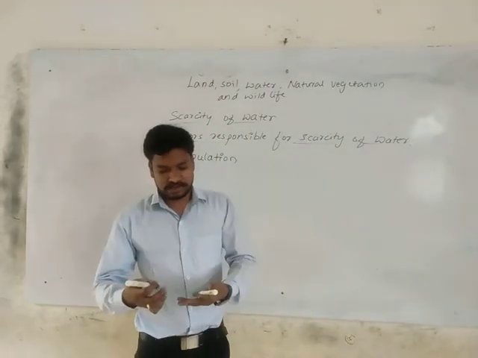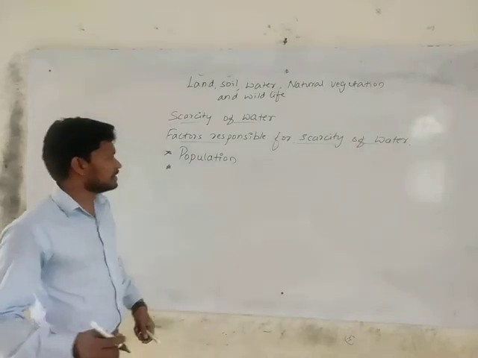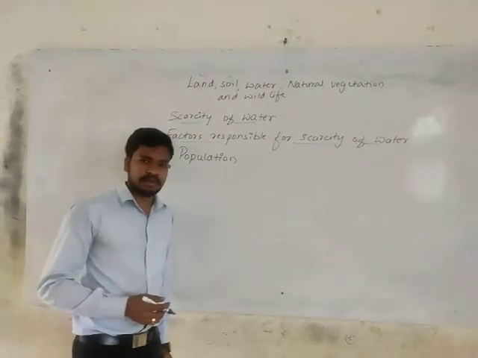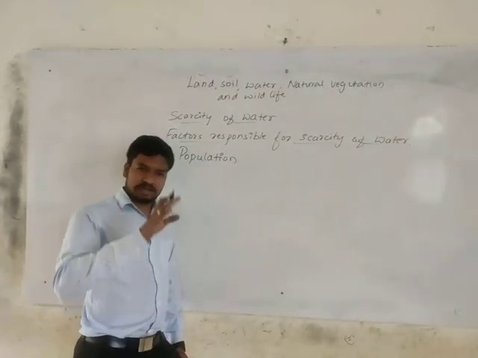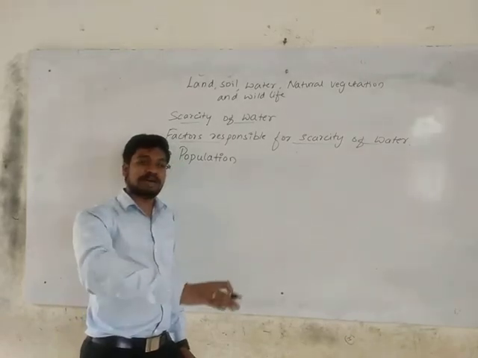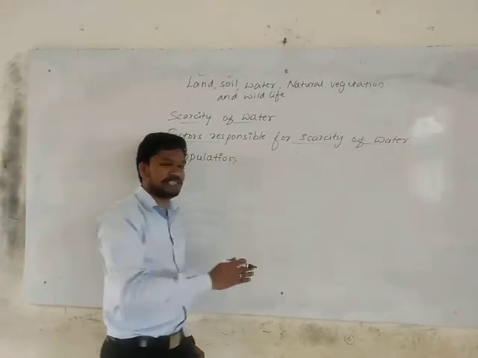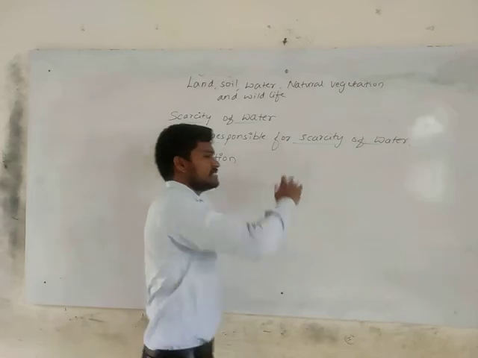To satisfy their needs, they are demanding. For survival, they need food. Now the demand for food crops and cash crops is increasing because of the population, and this is another reason for having scarcity in the water.